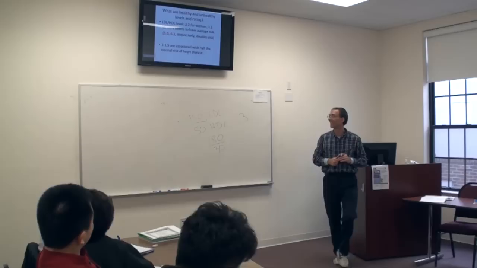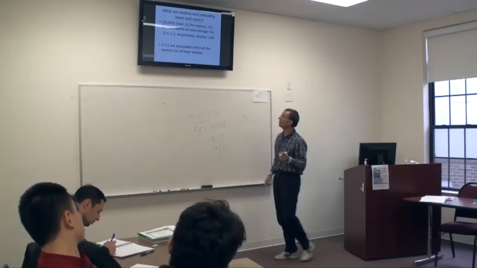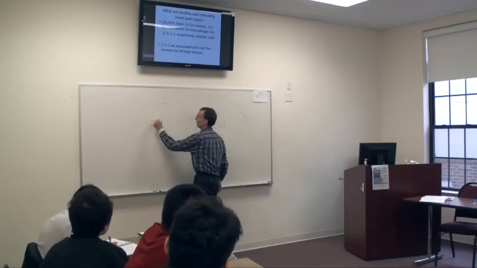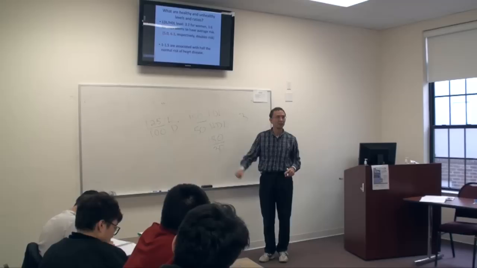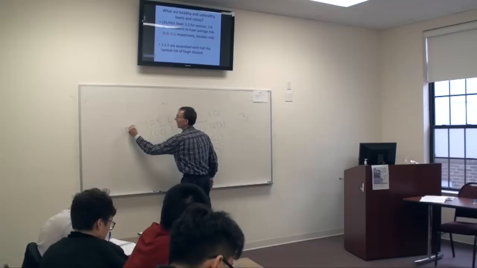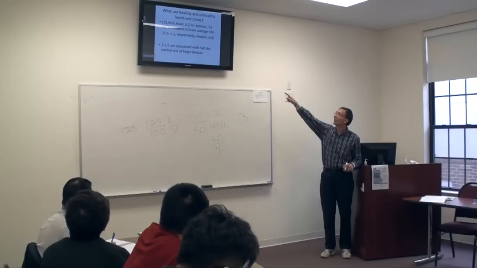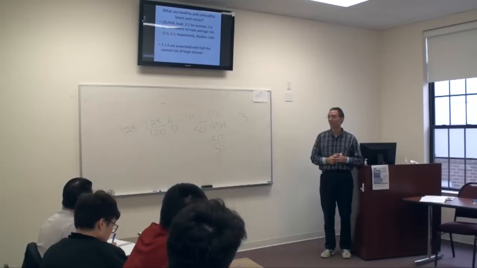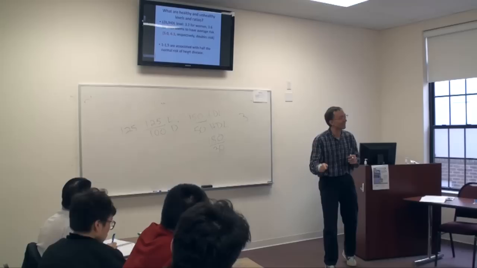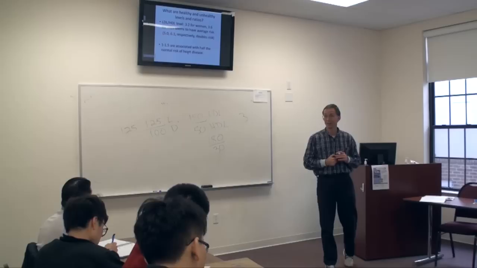Now, on the other hand, ratios of 1 to 1.5, let's say it was 125 to 100, this is LDL and this is HDL. What's this ratio going to be? 1.25, right? This is associated with half of the normal risk. Okay, so what that means is instead of a 1 in 4 chance, it's a 1 in 8 chance that you'll die of a heart attack. You understand what I'm saying?